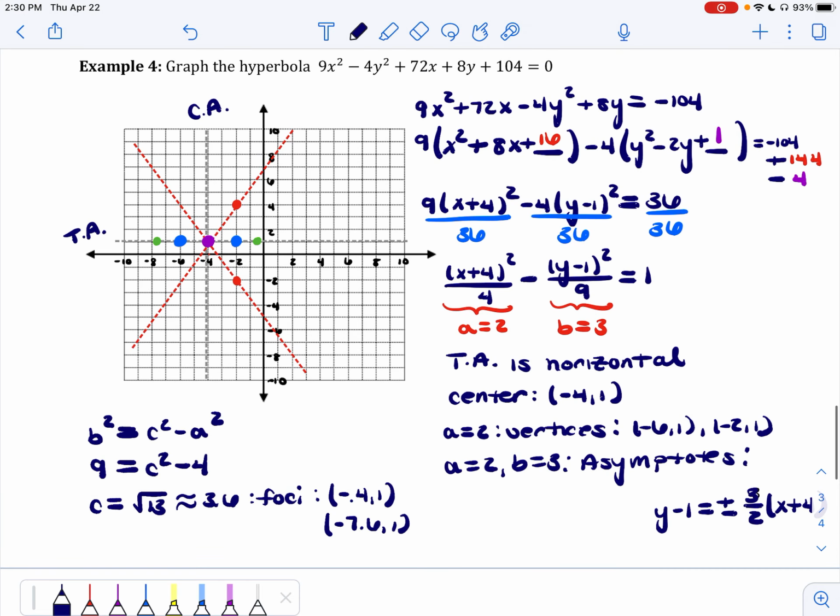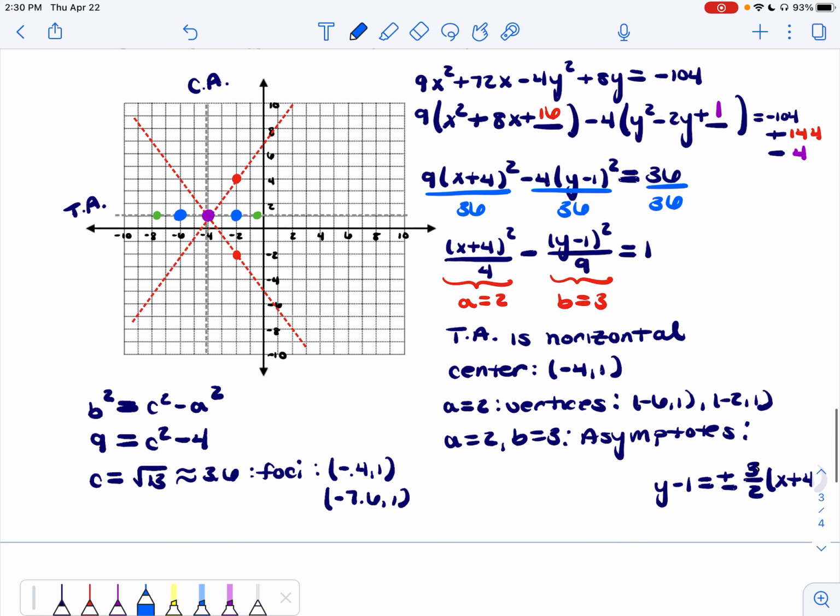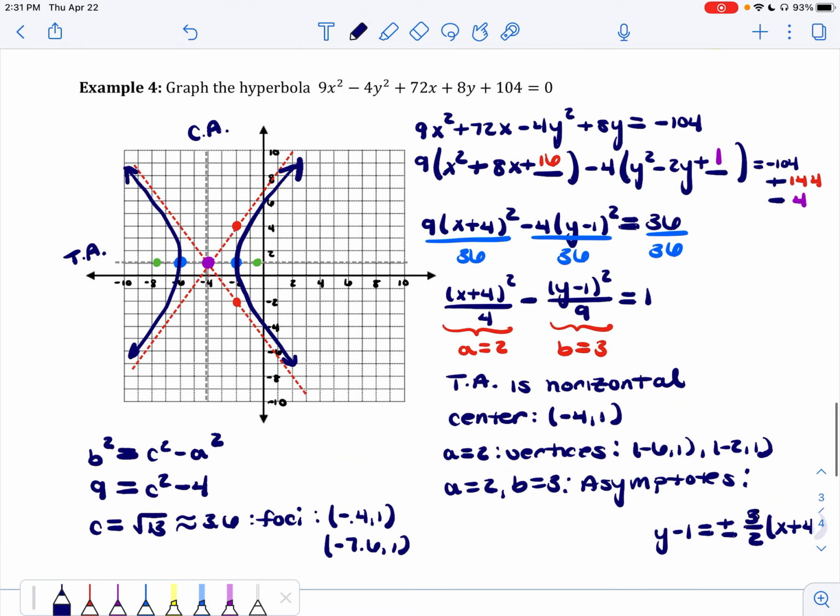So then the last thing we need to do is just draw our curve in. So it's going to pass through the vertices and approach the asymptotes on the edges. So just kind of do your best to sketch it in. Doesn't have to be perfect, as long as you get that general shape. It's going to look something kind of like that. All right, guys, so that is pretty much it for our hyperbolas.